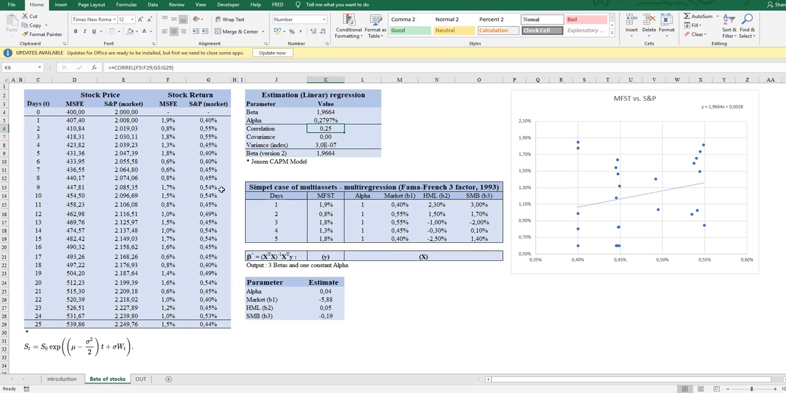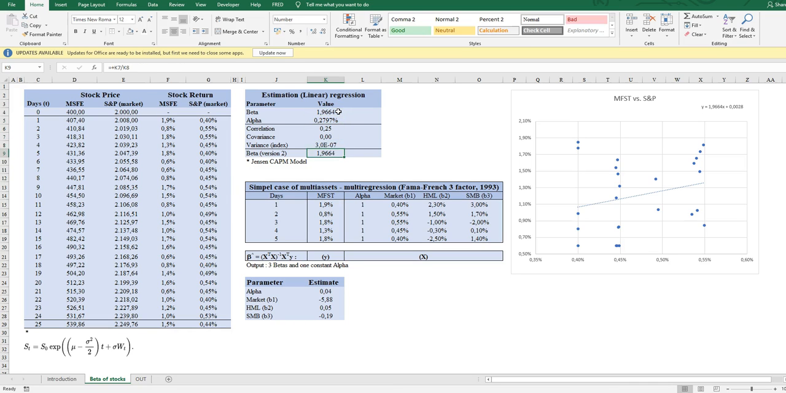And we can also calculate, to see beta from a different angle, the correlation between the two time series. We use the CORREL function. We can calculate the covariance and the variance, which is the standard deviation squared. In this way we can calculate beta in a different way by using the covariance divided by the variance, and you see the numbers are the same.